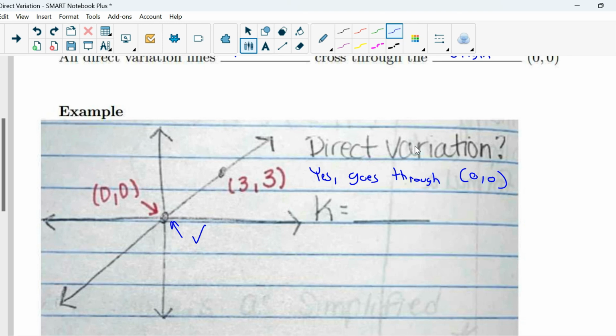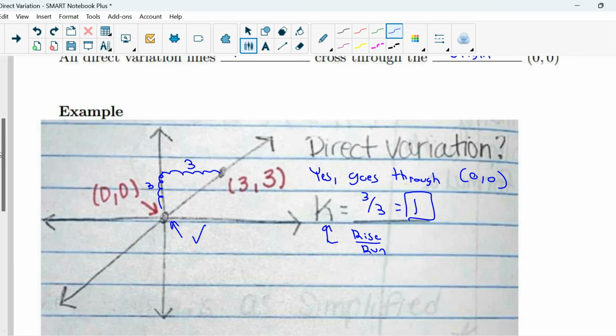Okay, now it's wondering what our k value is, which is our slope. So in order to find our k value, we have to find the rise over run for this line. Okay, if we're looking at our rise, we move up 3. We also move over 3. So our rise over run, we rise 3, we run 3, which 3 divided by 3 can be simplified as 1.